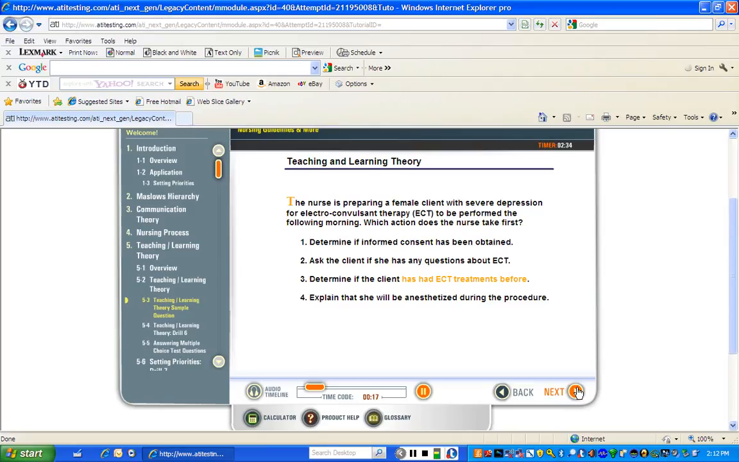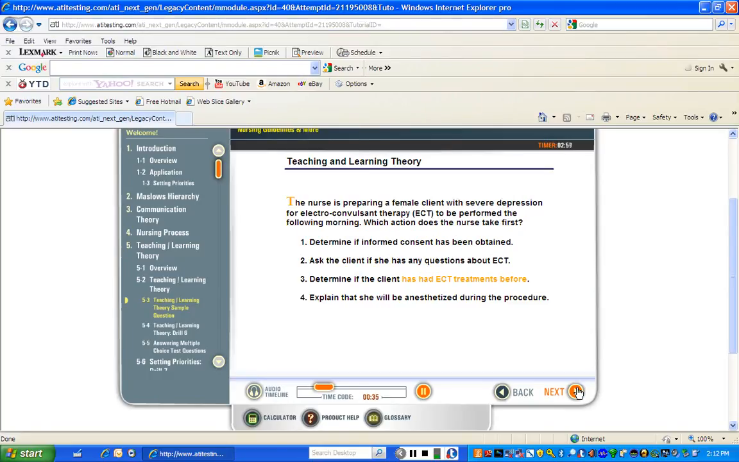Let's identify the critical elements. The key words are severe and first. The client is the client with severe depression. The issue is the client preparation for ECT therapy. The stem of the question is a true response stem. Now we can start to look at and eliminate distractors.